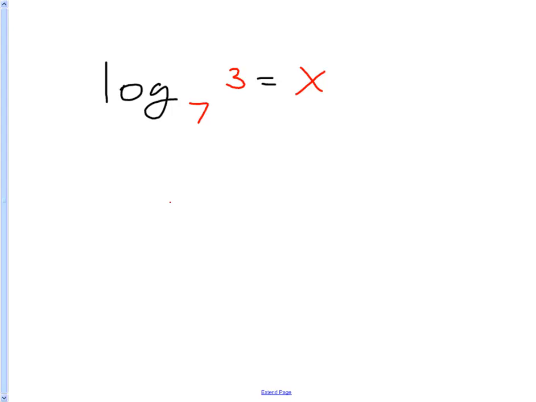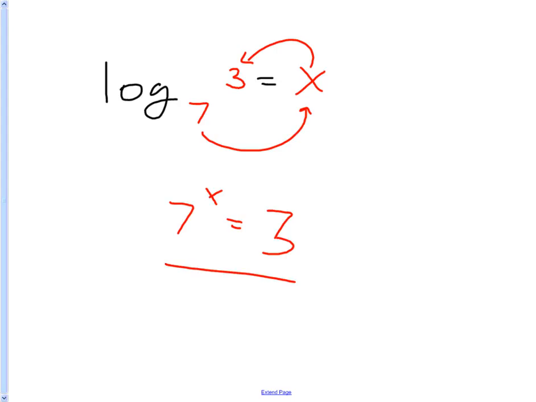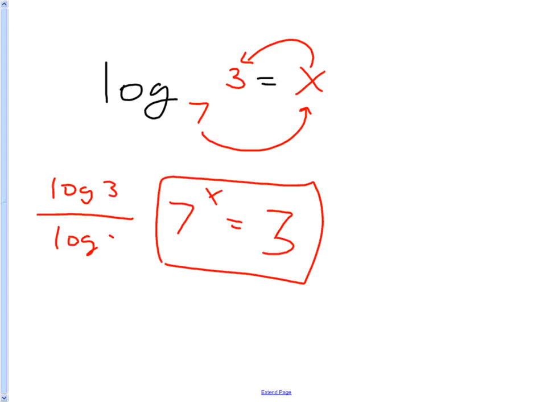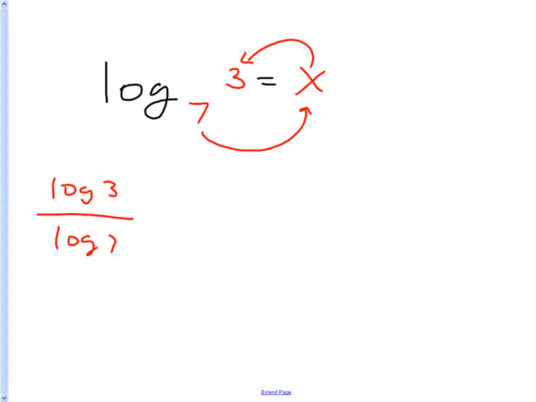And again, the kid just thinks, well, you always just do the circle of life thing. This to the this equals that. The calculator can't solve that like this. That's not a form the calculator can solve. What can the calculator solve? Log 3 over log 7 would have been the right way to write that. You are correct. Okay. All right.